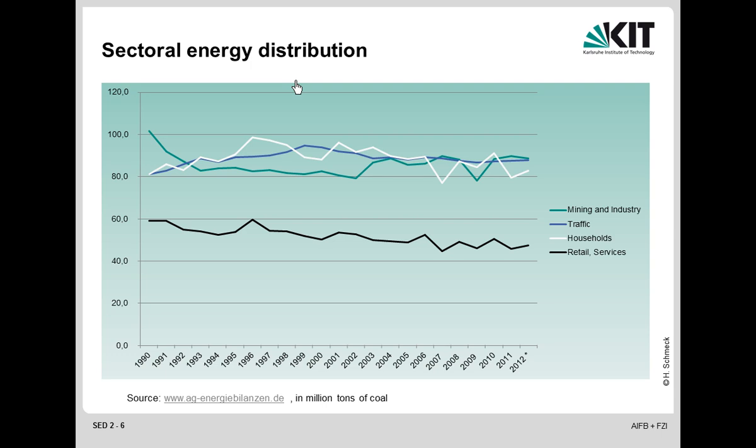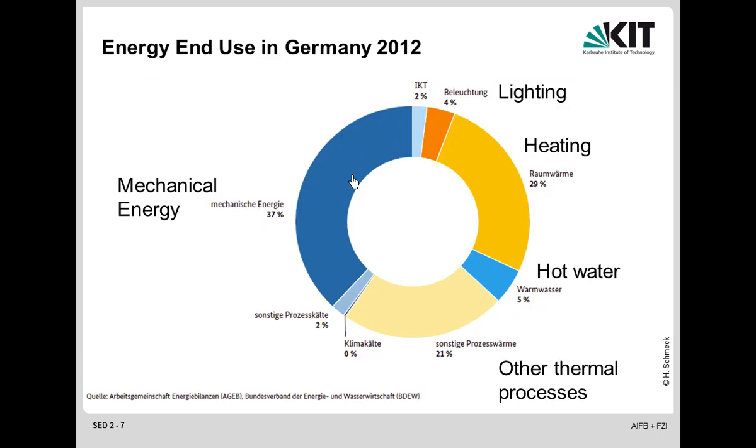This sectoral energy distribution shown over the years shows some variations, but not very much. Retail and services was always a rather small part. What you see here is in million tons of coal. So the amount for retail and services is going down. For households, the consumption increased for some time, then it reduced. Now it is somewhere here. I don't know where it is now. It will develop in similar ways. And traffic and industry are at similar levels over the years, so not that many changes really.